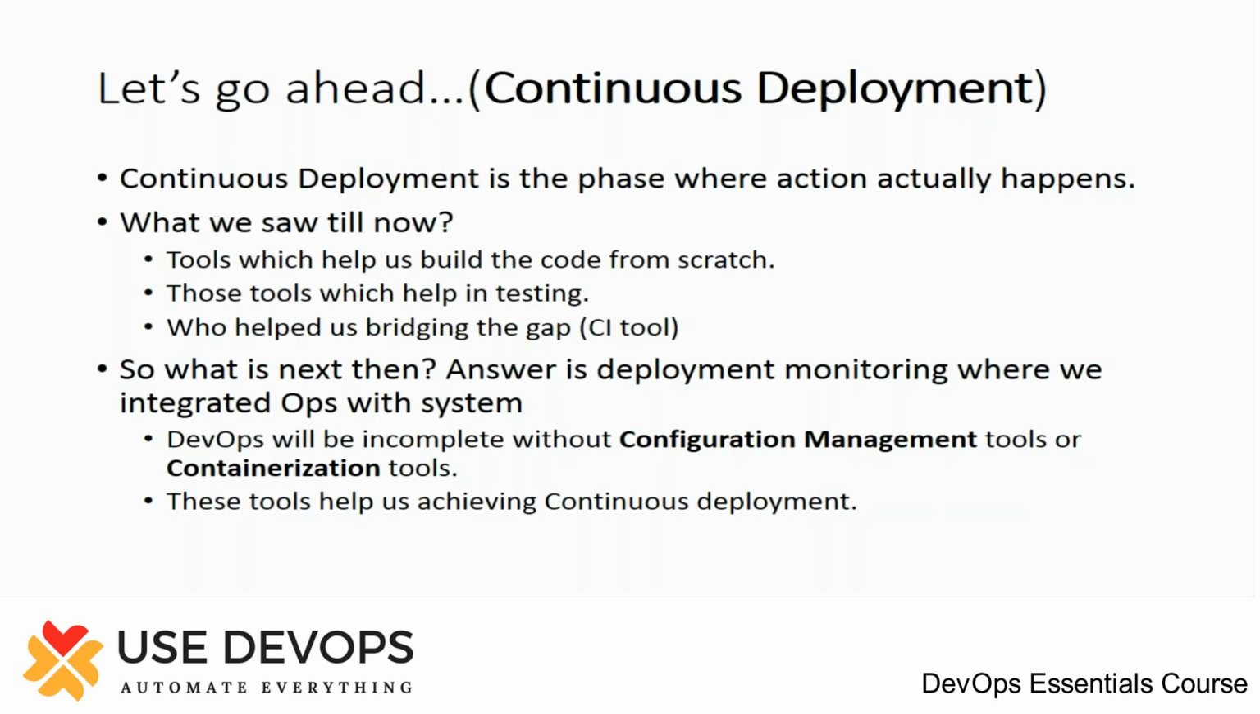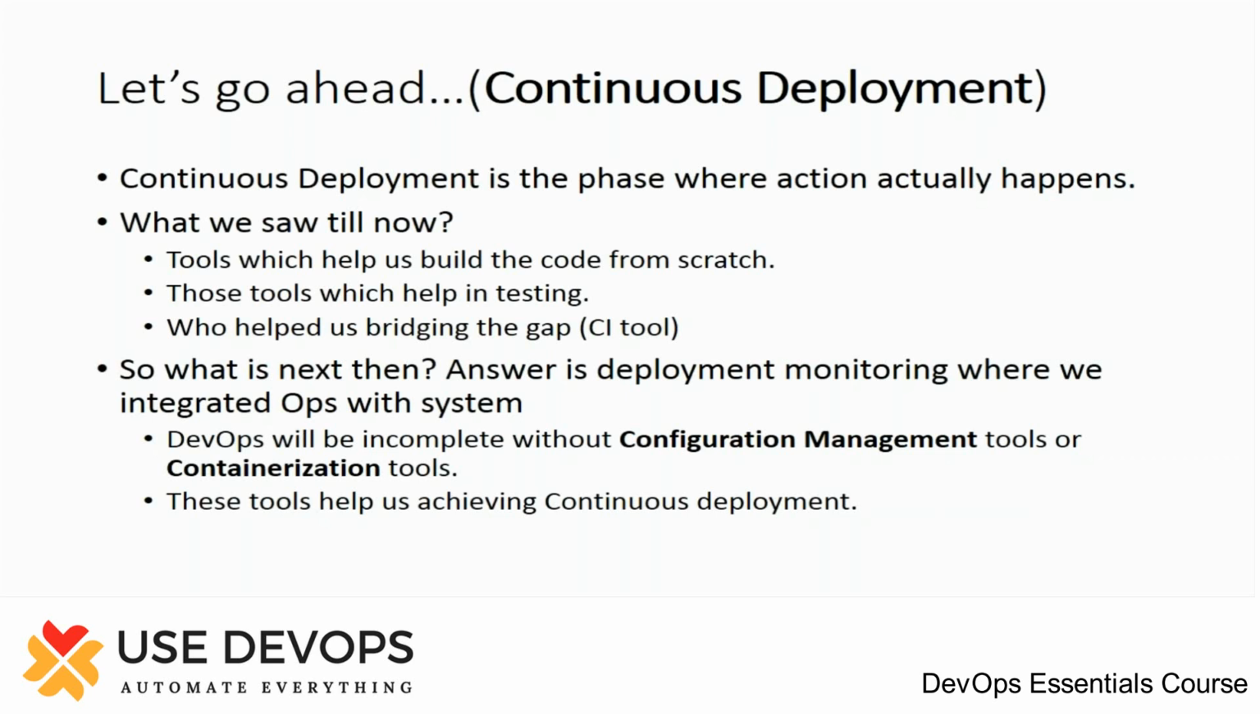Jenkins is not making your product run, and you are not seeing your product UI or services running on Jenkins. Who will make you see that? Continuous deployment. After all these phases, when you go through the deployment phase, then you can visualize your product or functionality, anything you have. That is where the action happens.